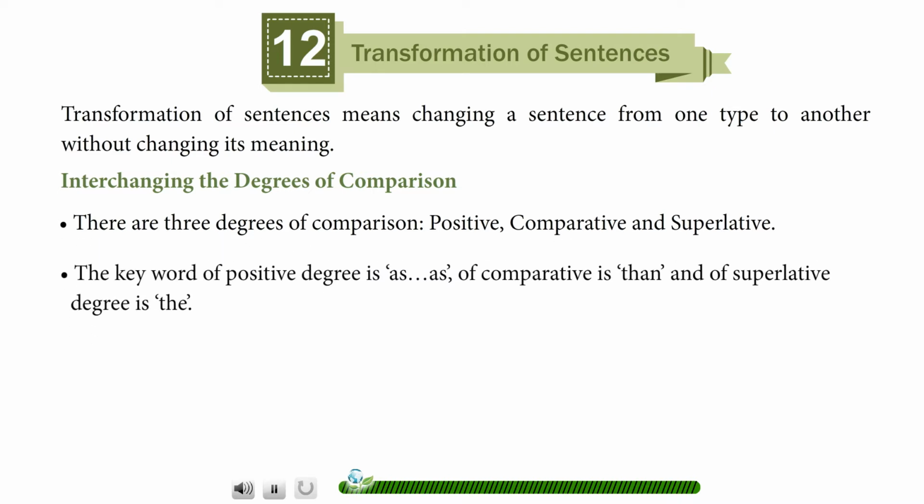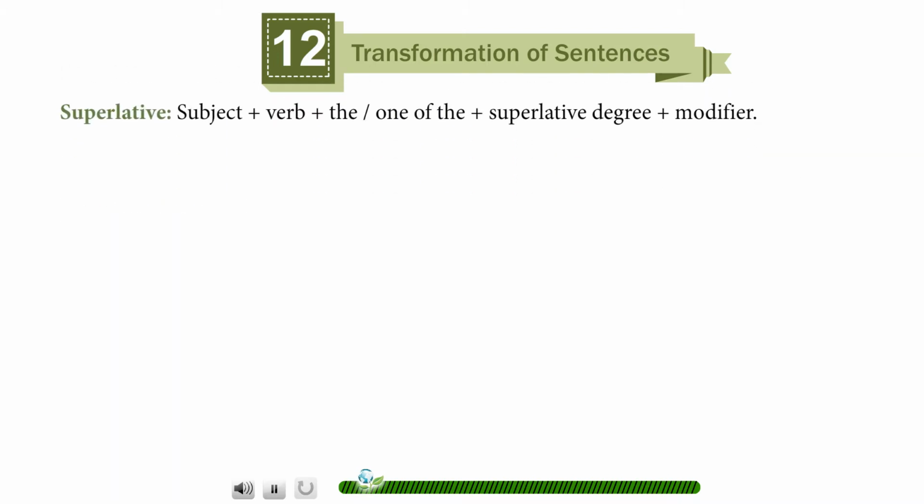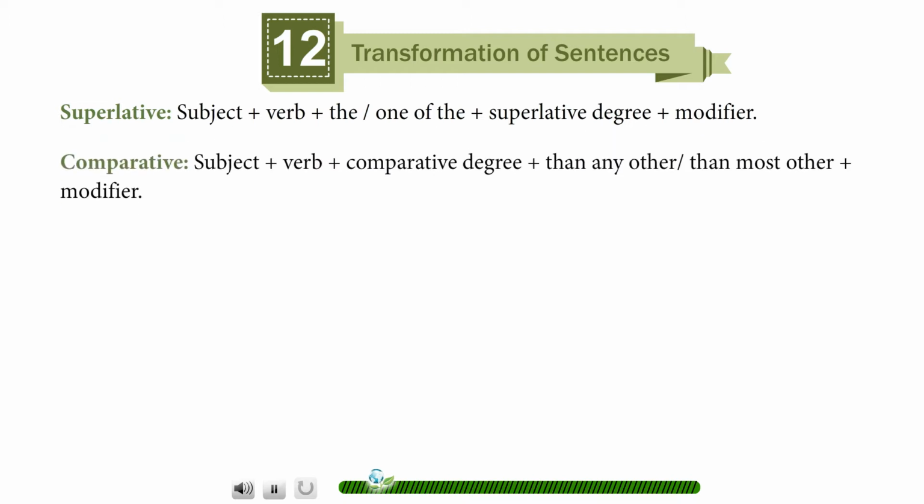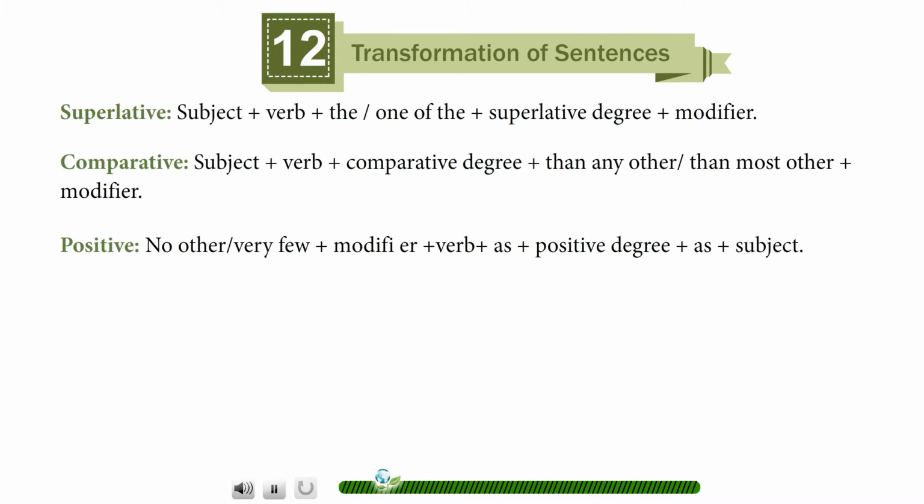The keyword of positive degree is as, of comparative is than, and of superlative degree is the. The word order while changing the degree is: superlative, subject plus verb plus the, or one of the plus superlative degree plus modifier. Comparative, subject plus verb plus comparative degree plus than any other or than most other plus modifier. Positive, no other or very few plus modifier plus verb plus as plus positive degree plus as plus subject.